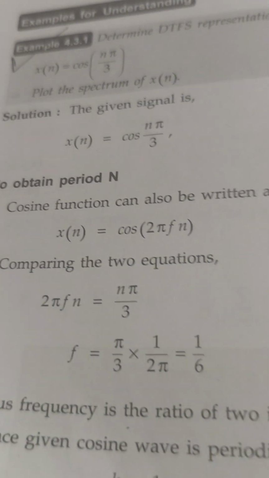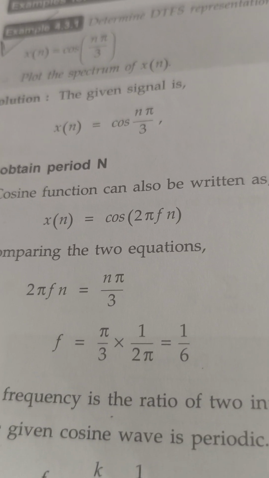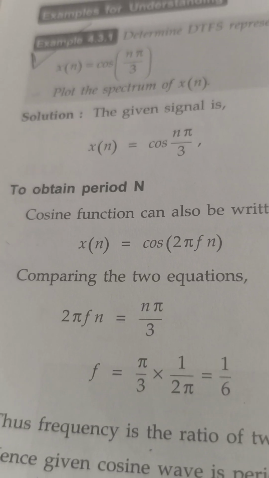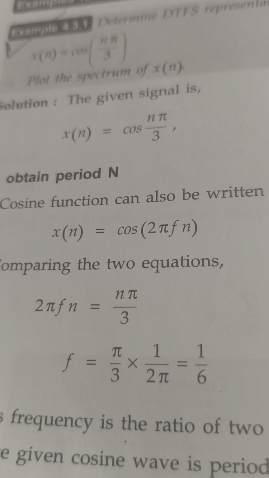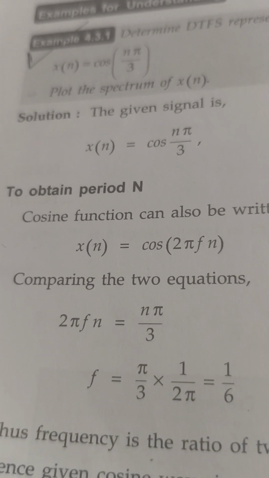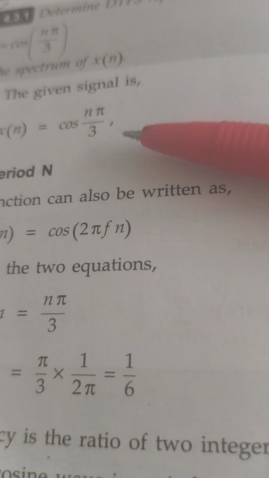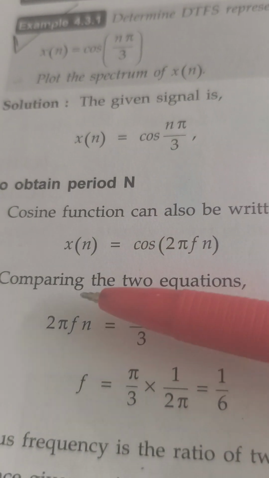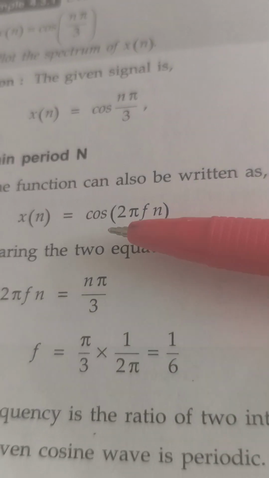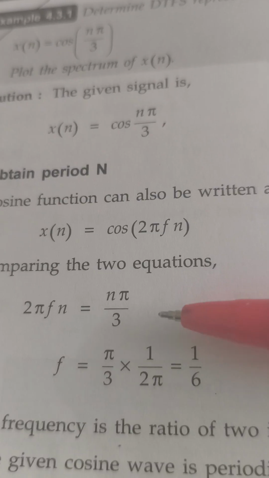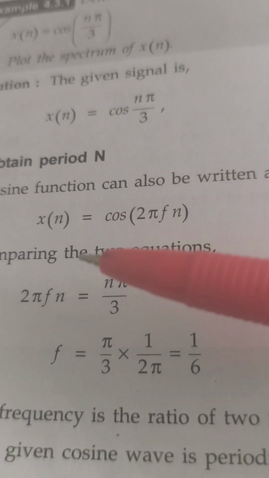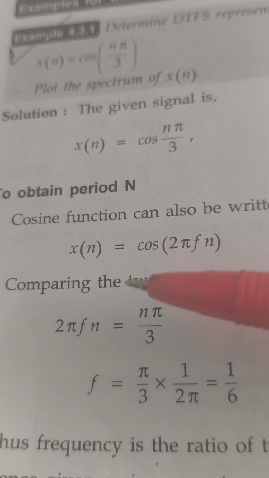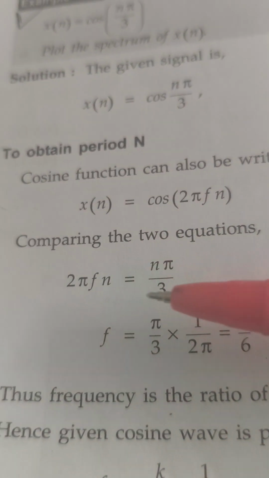To obtain the period N, the cosine function can also be written as x of n equal to cos theta. Here theta is what? We can write the cosine function as x of n equal to cos 2 pi f n. Comparing the two equations, in place of x of n write cos(n pi by 3). The cos gets cancelled, and n also gets cancelled, as n is there on both sides. Then we are left with 2 pi f n equal to n pi by 3.